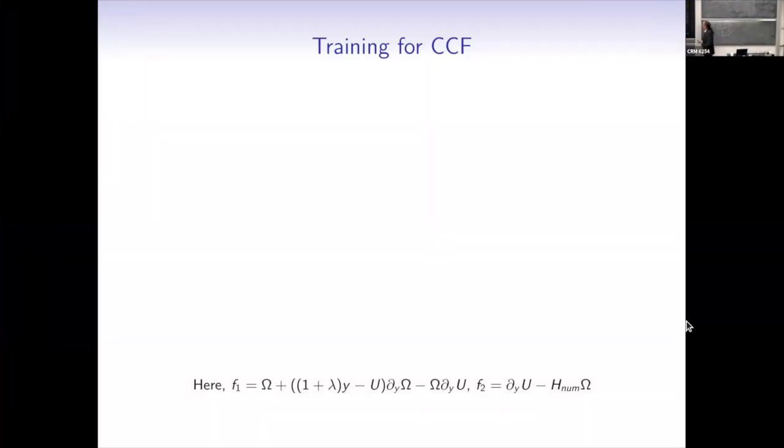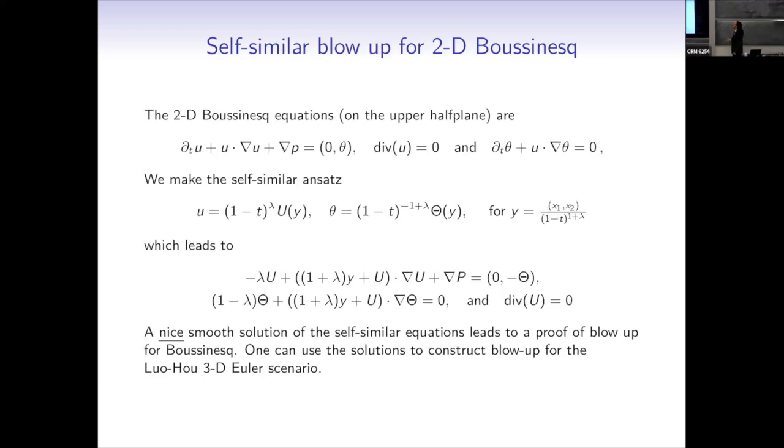The two equations that we are solving are the one given by the PDE, and remember, we have this coupling between u and omega, so that u prime is given by the Hilbert transform of omega. So we put that as another equation in the PINN. Okay, so H num is our implementation of the Hilbert transform. So all that for 1D, let's go to 2D.